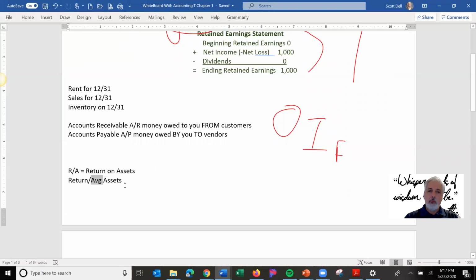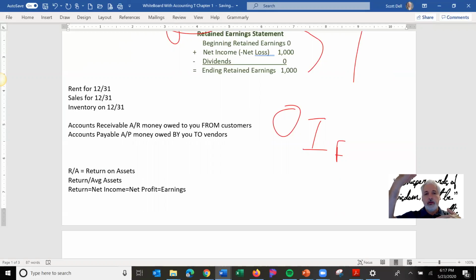But one confusing thing is return is the same as net income, is the same as net profit, is the same as earnings. I use EPS, earnings per share. I ask a net income percentage, net income divided by total sales, net profit, net income. These are all identical terms and they mean the same thing.